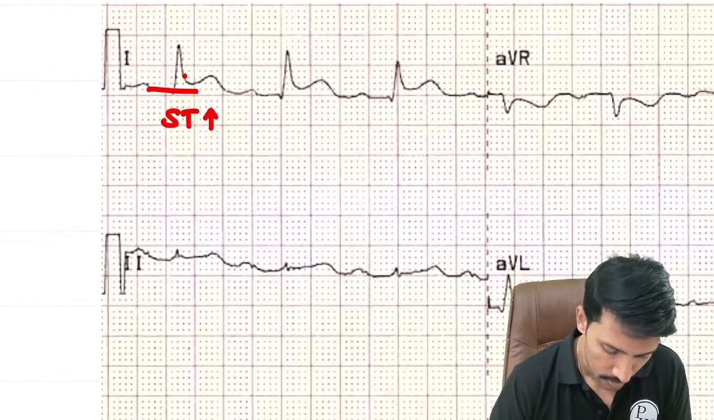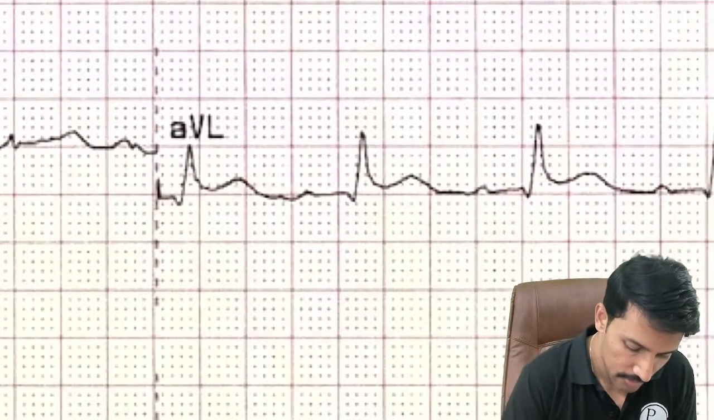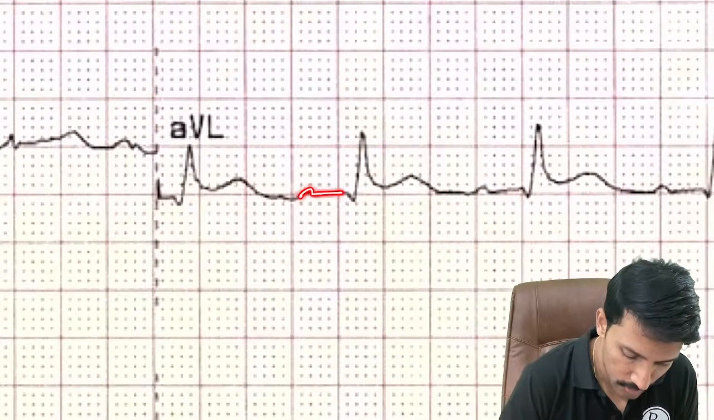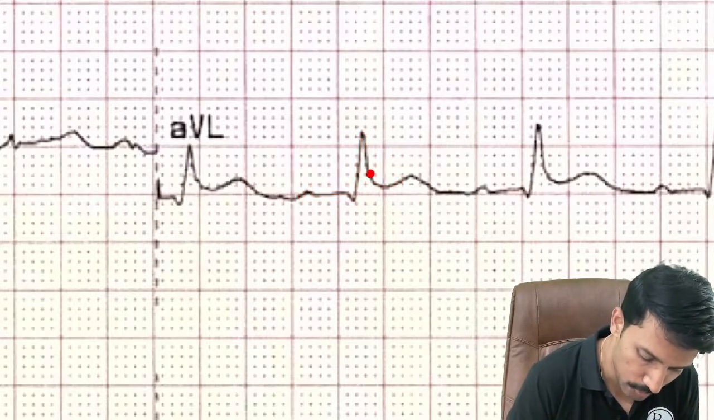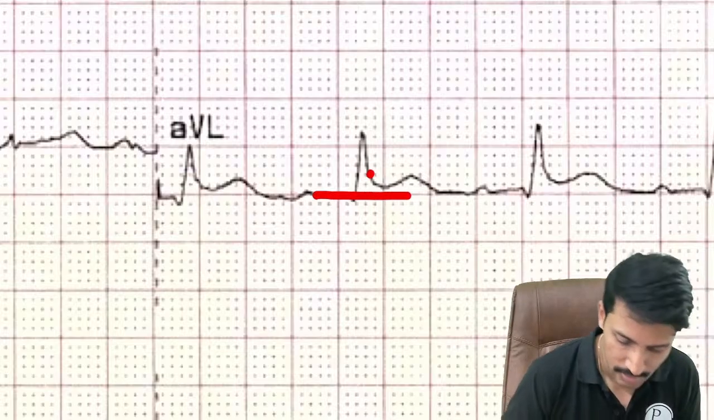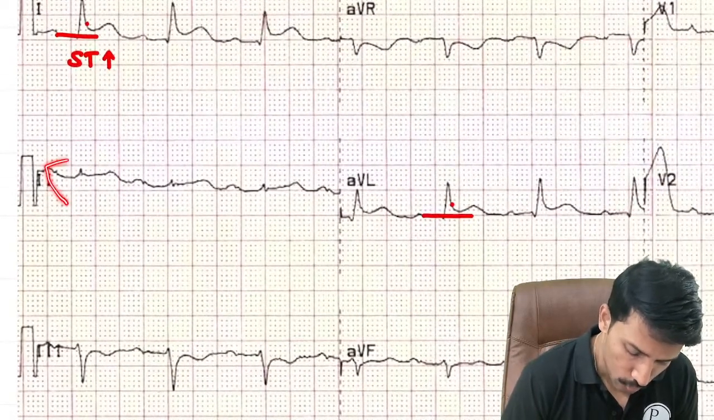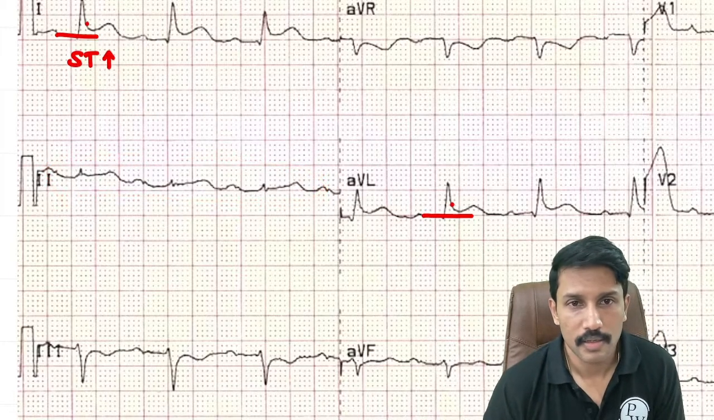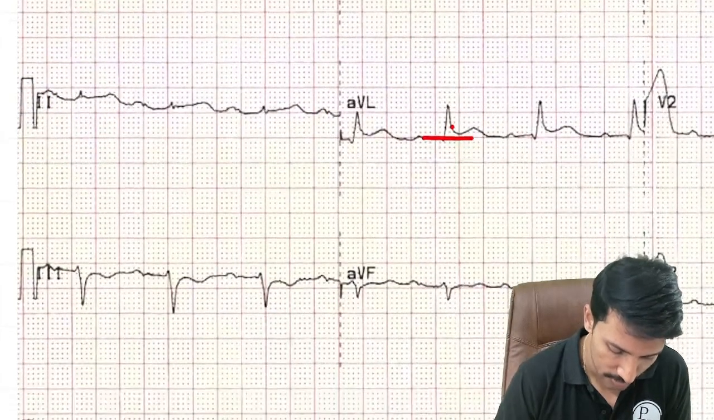Okay. What about the lead AVL? 1 and AVL are representing the same part of the heart. P, Q, R ends here, kind of angle being formed there I can see. So that is my J point. And this is PR segment elevated. 1 and AVL elevated. Okay. Lead 2 is quite close to the baseline isoelectric line, difficult to identify, but I can look at lead 3.